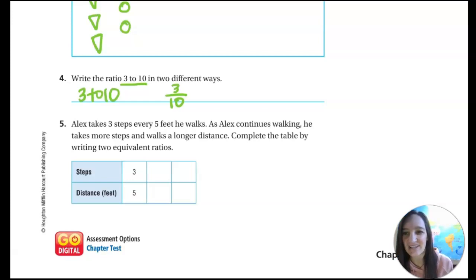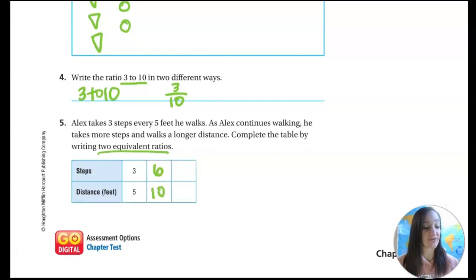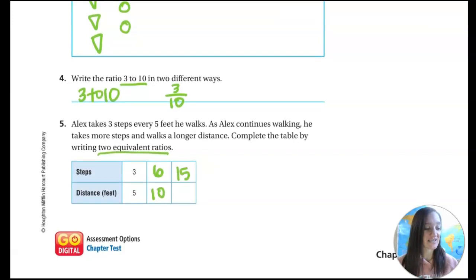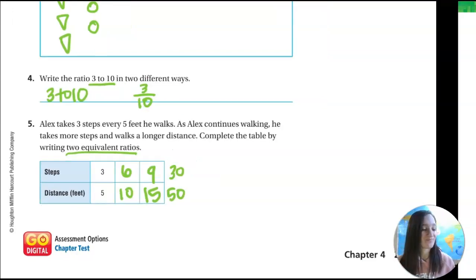Alex takes 3 steps every 5 feet he walks. As Alex continues walking, he takes more steps and walks a longer distance. Complete the table by writing 2 equivalent ratios. How do we create equivalent ratios? Well, we times the 2 different numbers by the same amount. So, if we times them both by 2, we'll get 6 to 10. Times them both by 3, we'll get 9 to 15, right? If we times by 10, we'll get 30 to 50. There are endless possible ways to get that question correct.